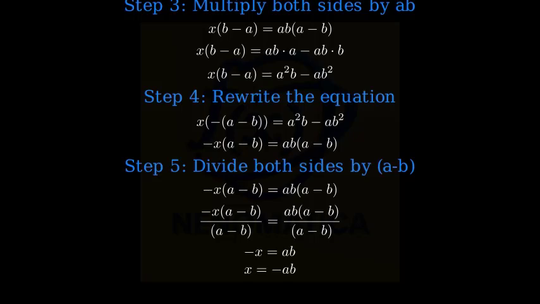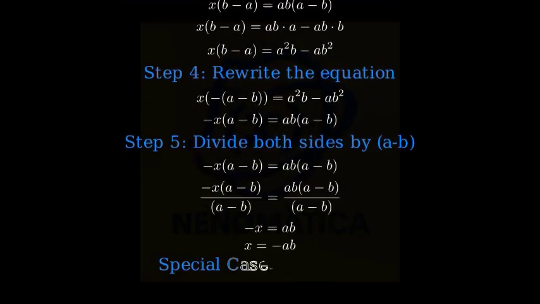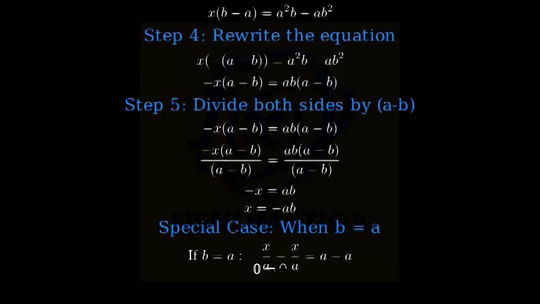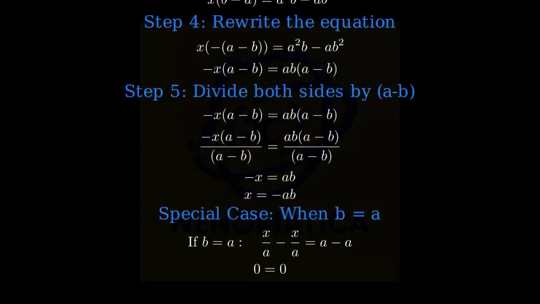Now, let's consider a special case. What happens if b equals a? In that case, the original equation becomes x over a minus x over a equals a minus a. The left side simplifies to 0, and the right side also equals 0. So when b equals a, the equation becomes 0 equals 0, which is true for any value of x.